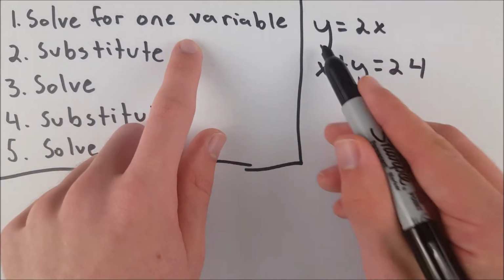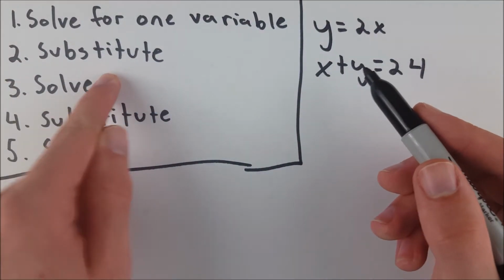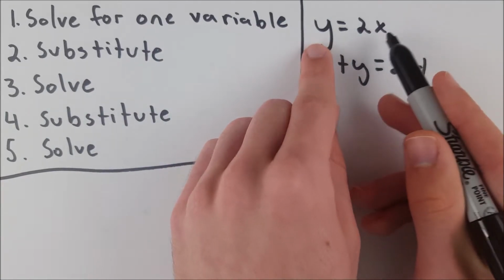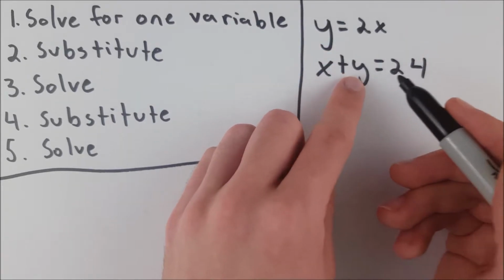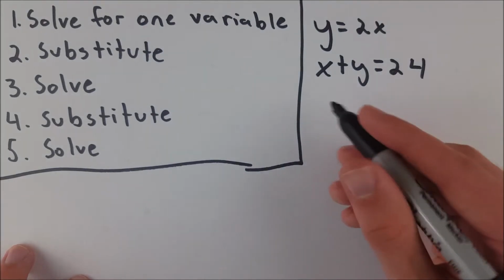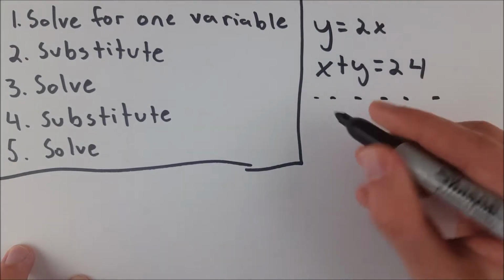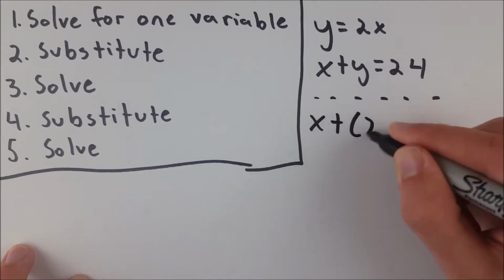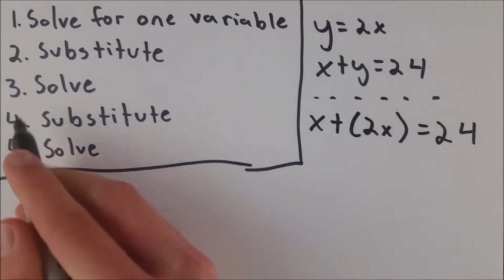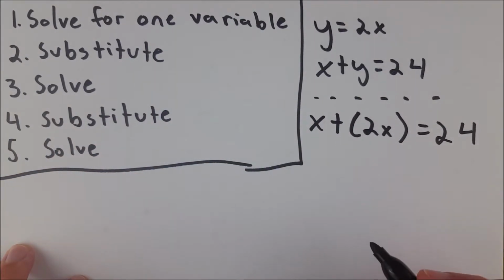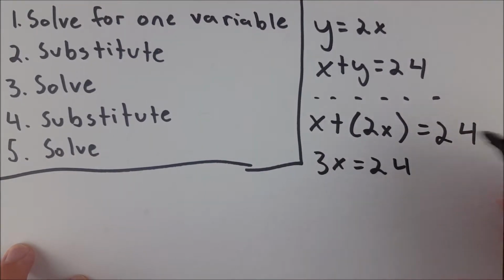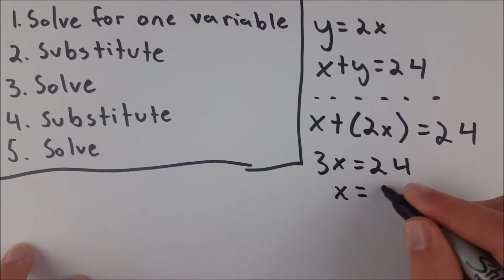So we've solved for one variable, we have y equals 2x, then we substitute 2x into y in the other equation. We know y equals 2x, so we can just replace this y with 2x so that we're only dealing with one variable here. So let's go ahead and do that. x plus 2x, substituting 2x in for y, equals 24. And now we are going to solve for x. That's step 3.